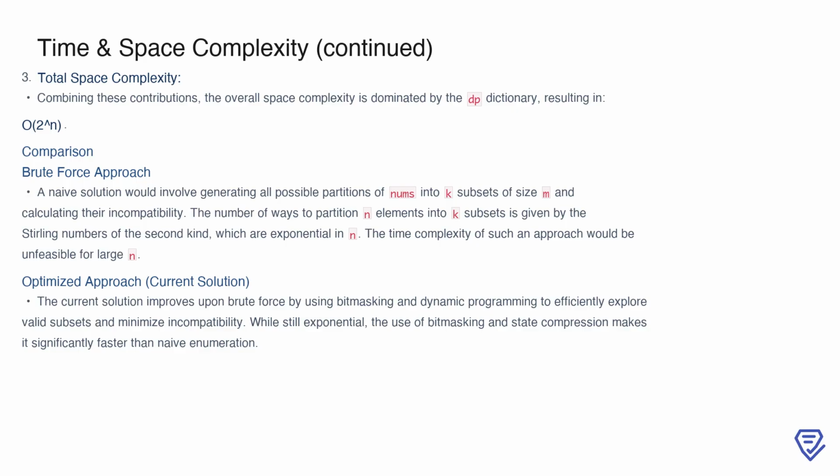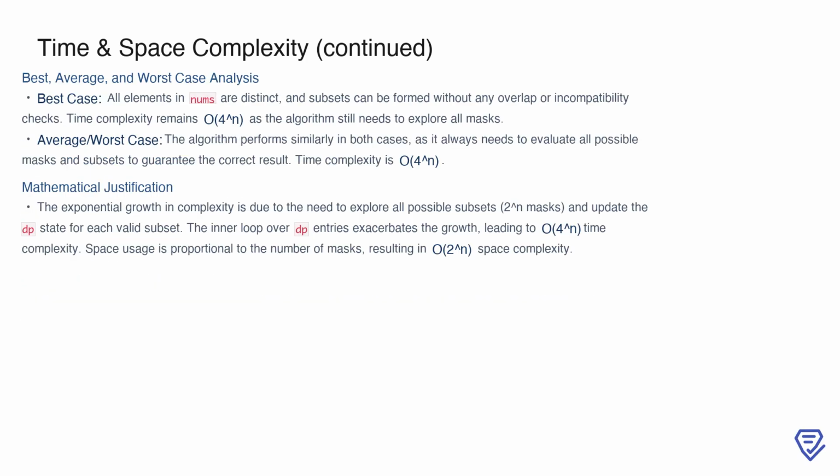In contrast, the current solution leverages bit masking and dynamic programming to explore valid subsets more systematically, avoiding redundant calculations. While still exponential, this approach is much faster than brute force due to optimized state management and subset validation. Looking at the best, average, and worst cases, the algorithm's performance remains consistent across scenarios. In the best case, where all elements in nums are distinct, subsets can be formed without overlap or additional checks, but the algorithm still explores all 2^n masks, maintaining a time complexity of 4 to the power of n.